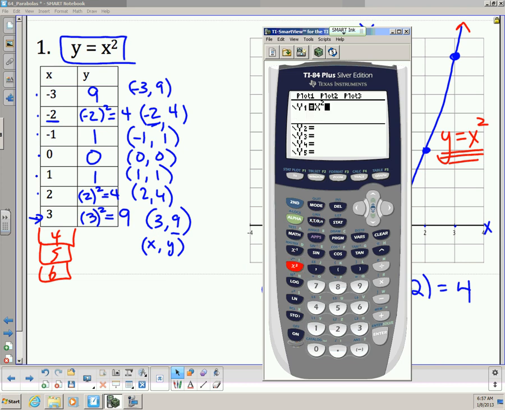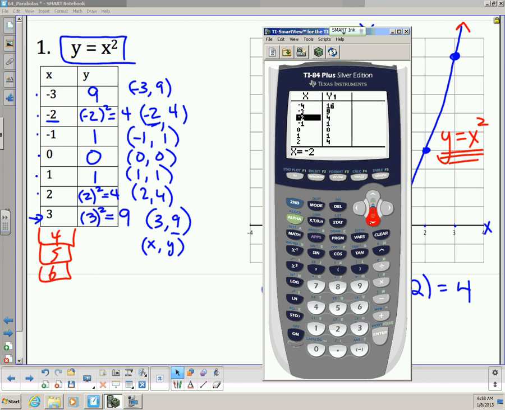And if you see above the graph key, it says the word table. If I press second graph, I will get a table. Now, the table's not the one that we have. If you see, it starts at 0, and our table starts at the top at -3. But I can scroll and get this table on the calculator.